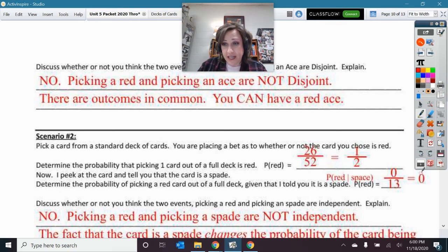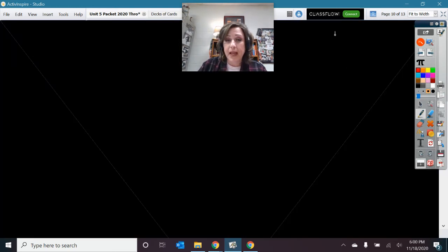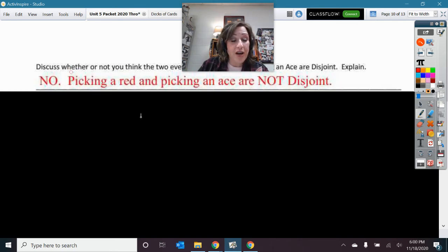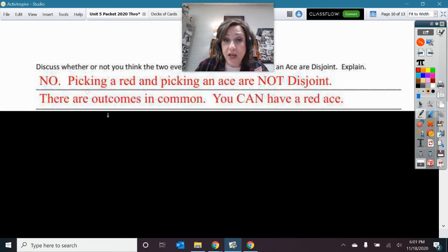Now, let's look at the next one. So the next question is, are the events picking a red and picking an ace disjoint? Okay, so definition, disjoint. No outcomes in common. No outcomes in common would mean you can't have a red and an ace at the same time. Okay, so can I have a red ace? Heck yes, you can have a red ace. So that means they have outcomes in common. No, not disjoint, because there are outcomes in common.